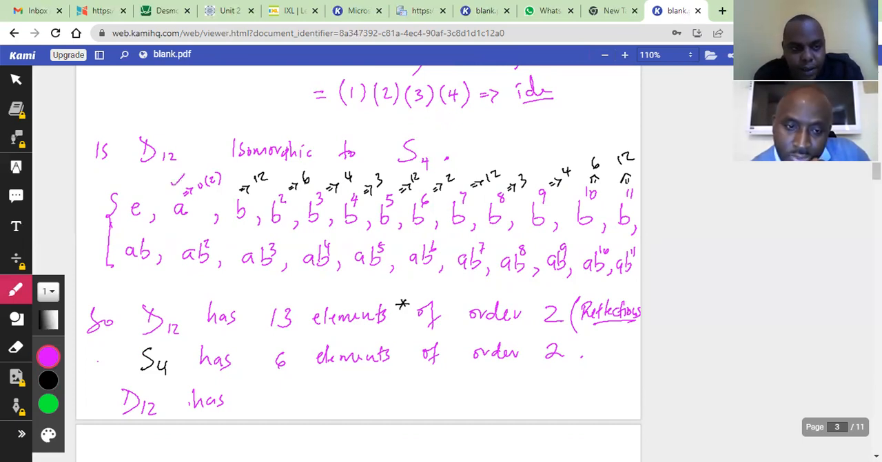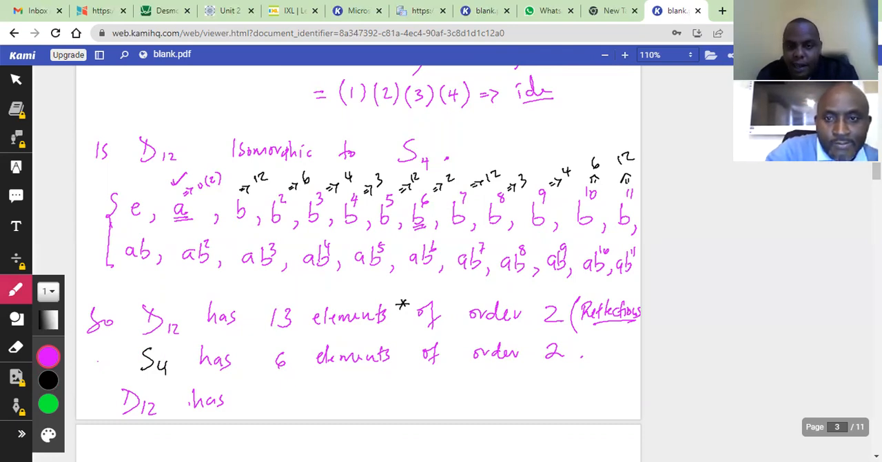There is this one. Which one? I can't see. A. Yeah. B6. And these ones, all of them. AB square, and such as such. Okay.